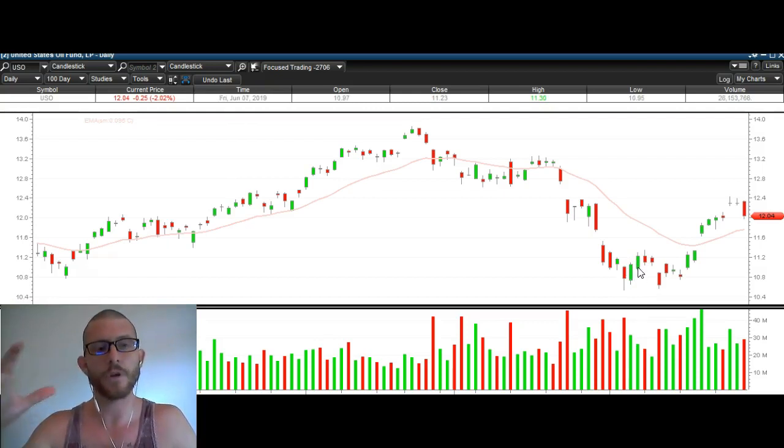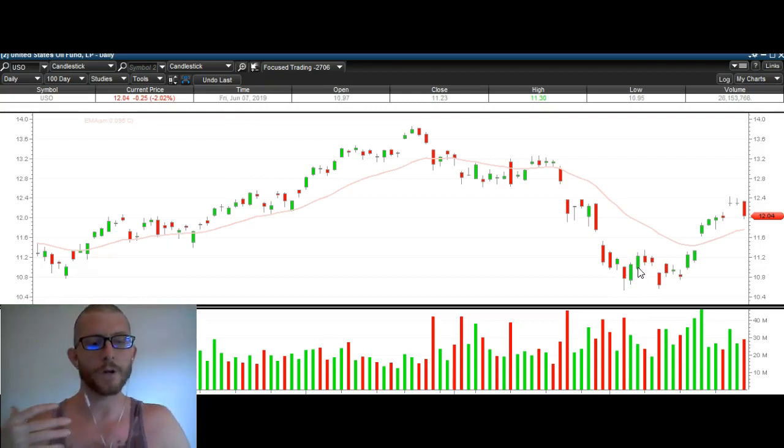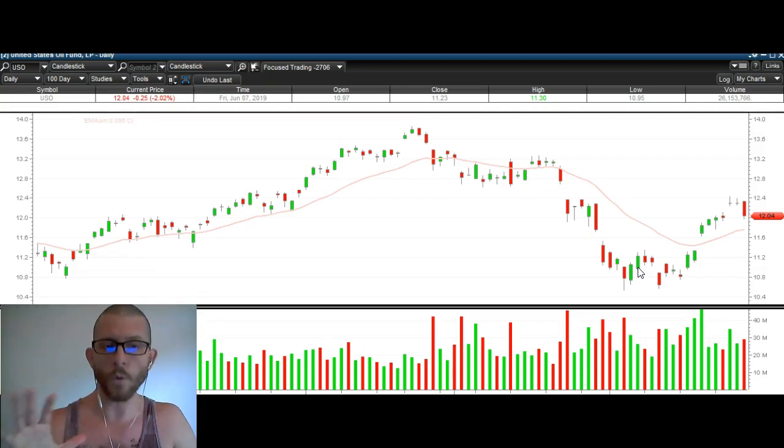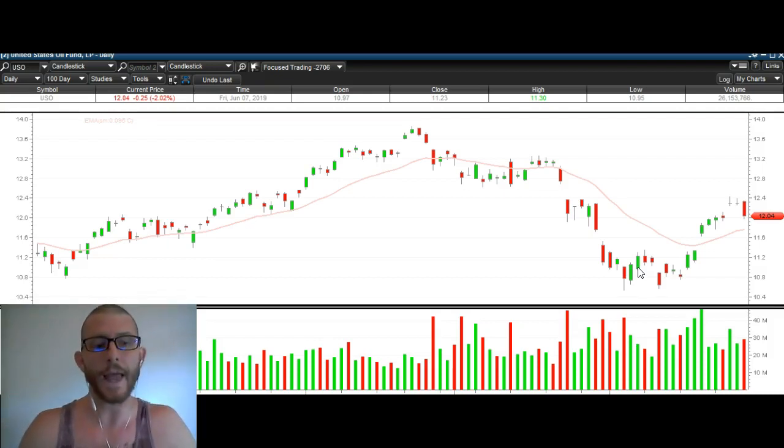And a lot of times oil kind of trades with the market. Not always, but a lot of times it does. And typically when it reverses on the same day as the market, it will trend with the market, which is part of the reason why I thought that oil would get a bounce at this time, because this is right when the stock market started to bottom as well.